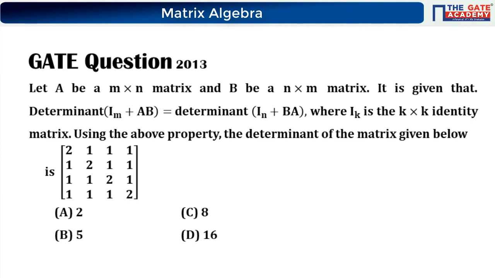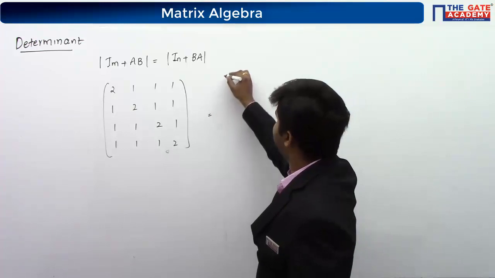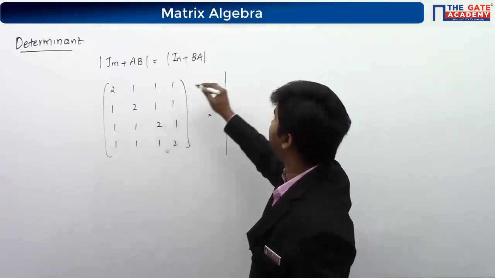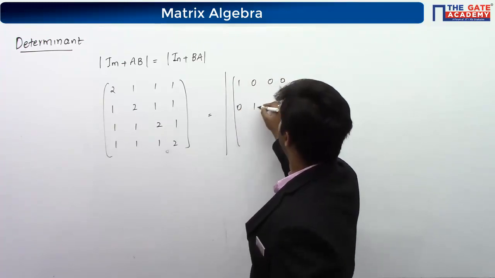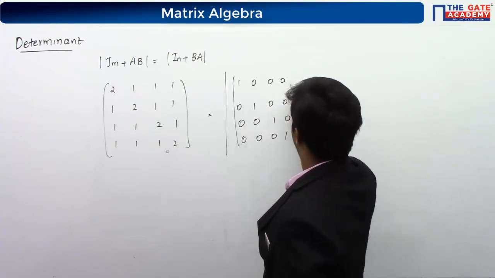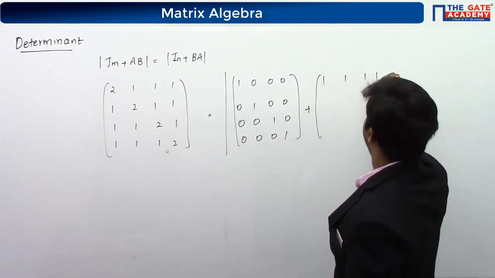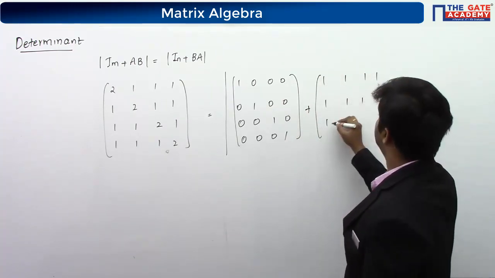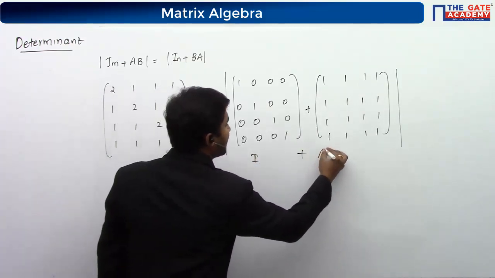Using the above property, find the determinant of the matrix given below. So we have to write it in the form of identity matrix plus AB. I can write it as the determinant of identity matrix, let me write the identity matrix: 1 0 0 0, 0 1 0 0, 0 0 1 0, 0 0 0 1, plus the matrix of all ones. Now you see it is something like identity matrix plus AB.